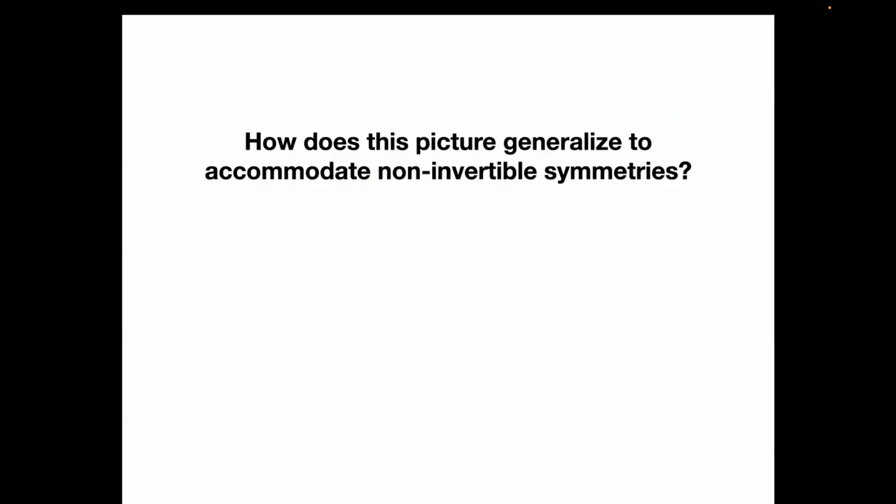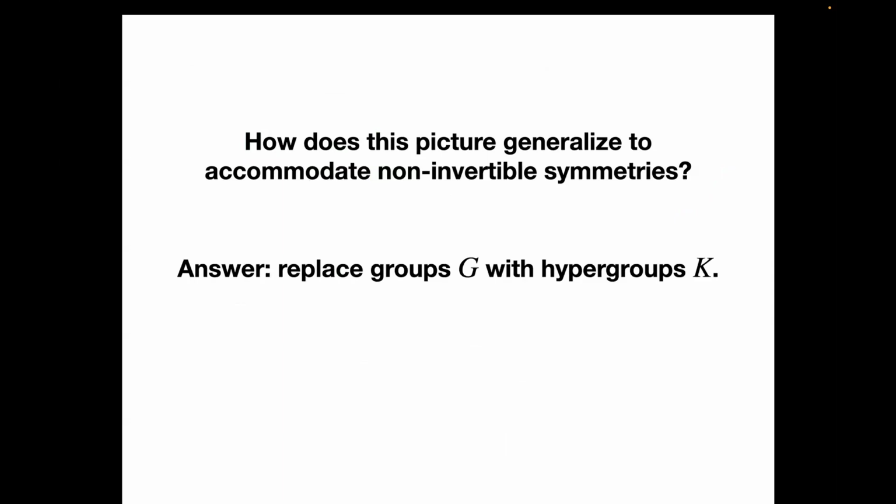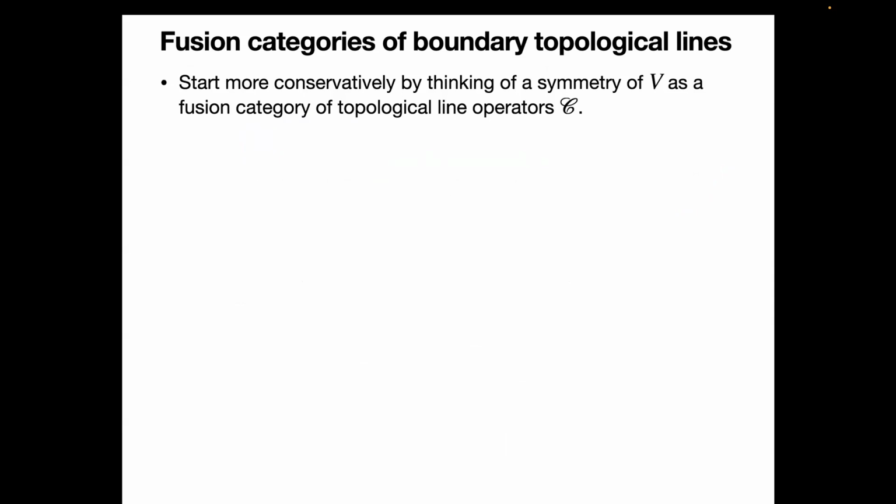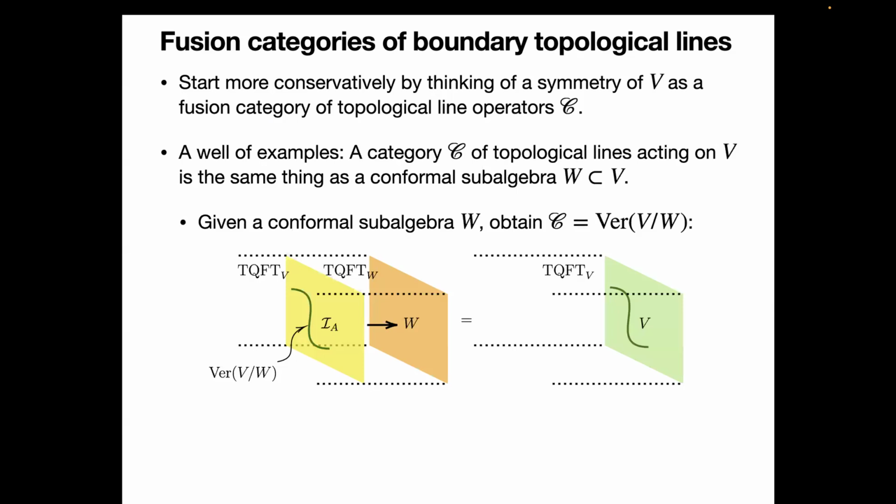Okay, and so the motivation is to understand what replaces these concepts when you have a non-invertible symmetry, and the answer, as already anticipated, is you should replace groups with hypergroups. To see why you're inevitably going to be led to hypergroups, let me start a little bit more conservatively. In absolute 2D QFTs, we have this nice statement that symmetries are implemented by topological line operators, which in turn are described by fusion categories.